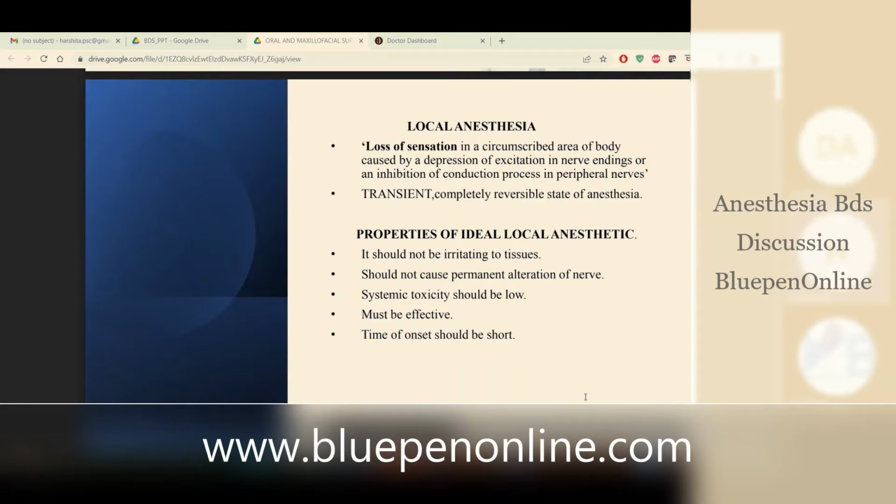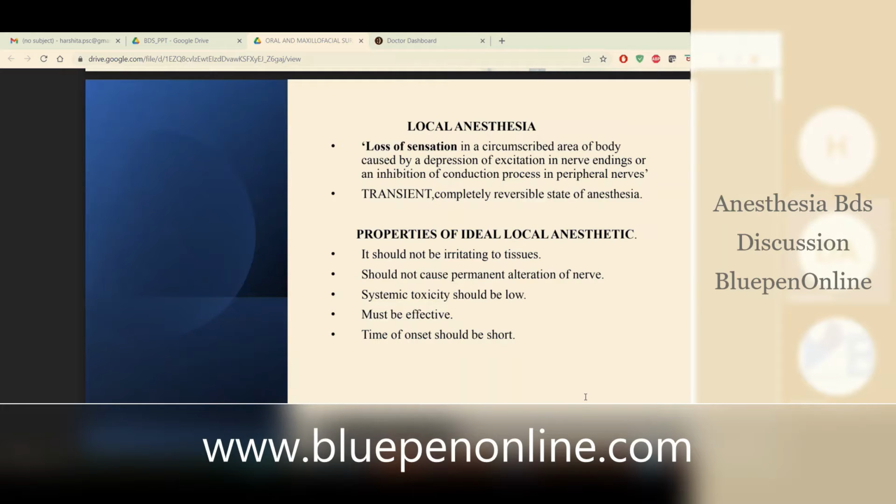And so today's topic will be local anesthesia. So anybody of you know something about local anesthesia? Okay, so now we have Dr. Anu here who will just tell us in brief about local anesthesia. So let's get started.